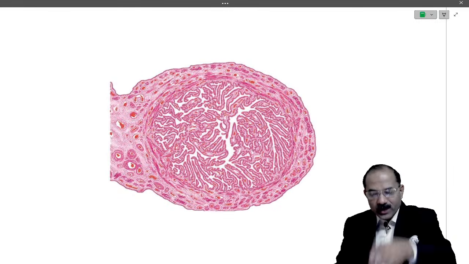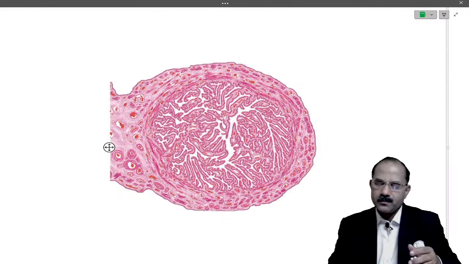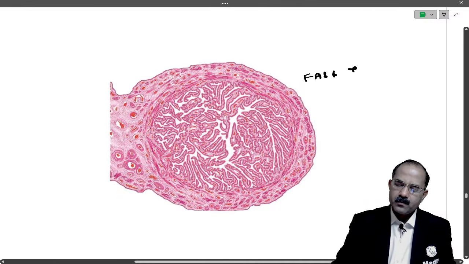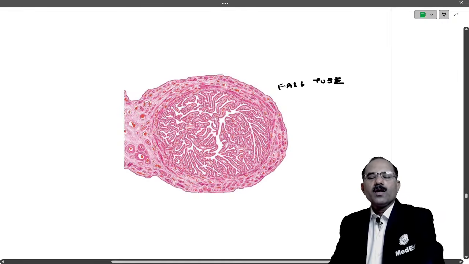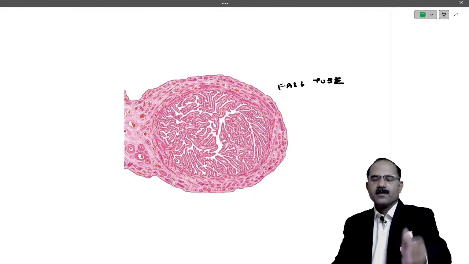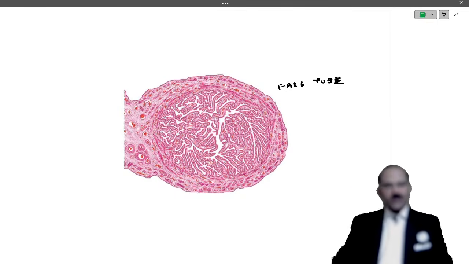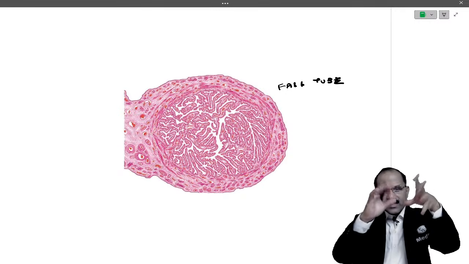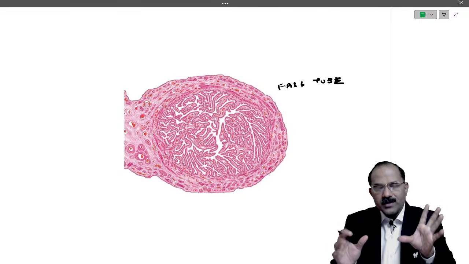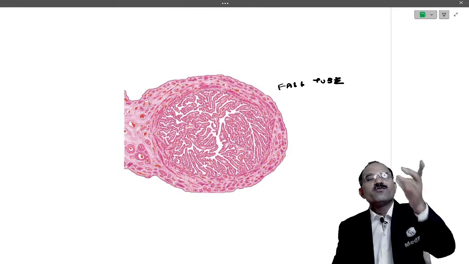One was the vas deferens, this is the other one, the fallopian tube. Okay, bachcho, this is the fallopian tube. Yes, very good. So what is the epithelium lining of the fallopian tube? It is ciliated columnar, and the mucosa is thrown into folds. So a circular slide with a lumen: one can be vas deferens, second can be fallopian tube.